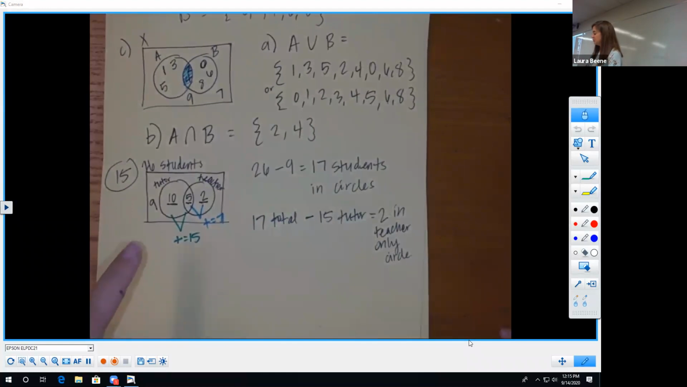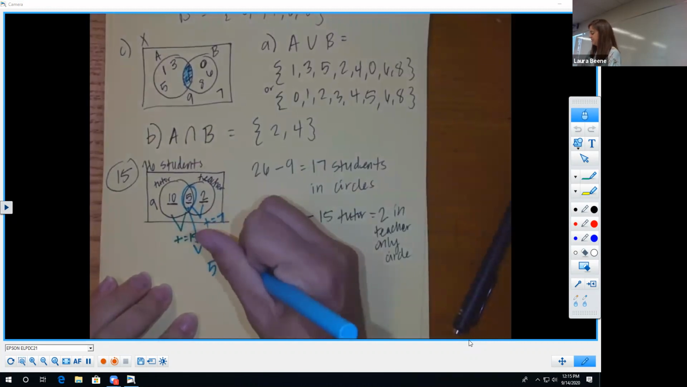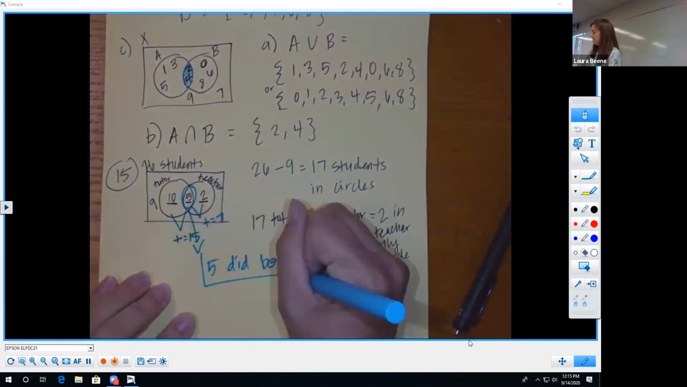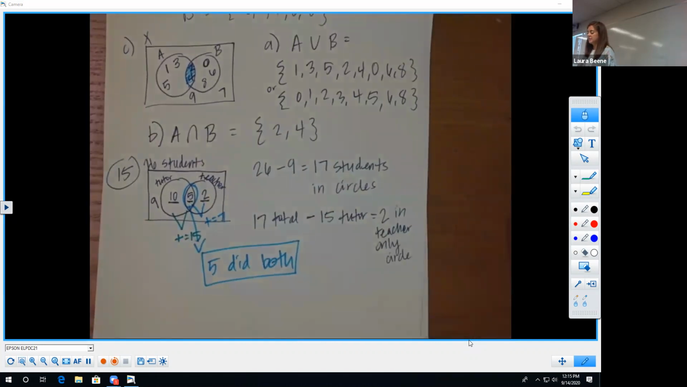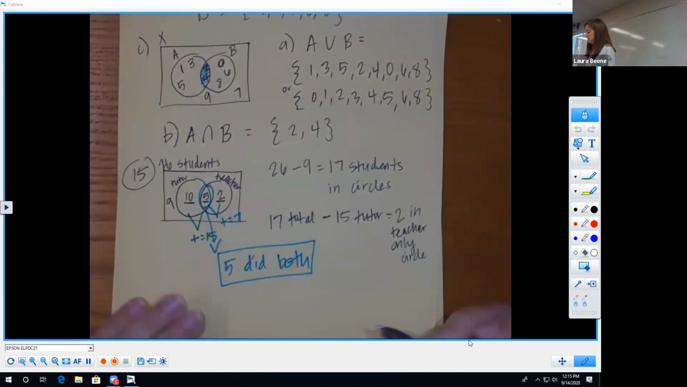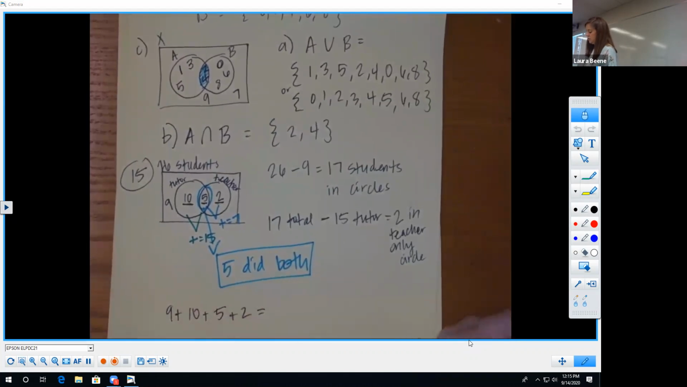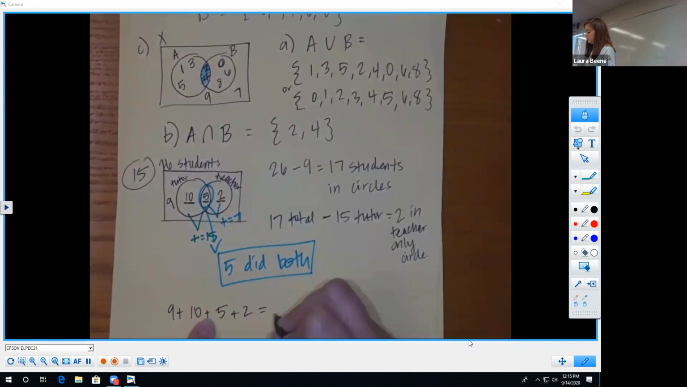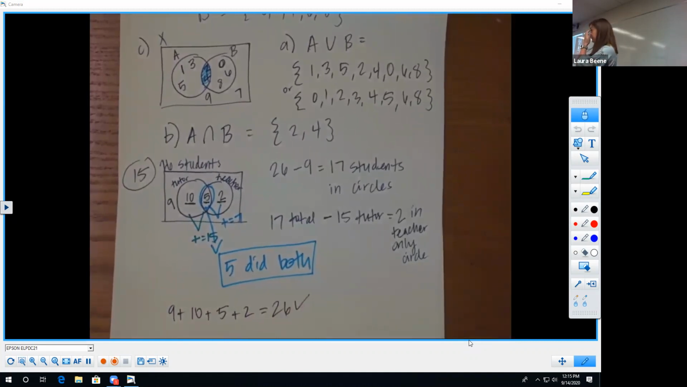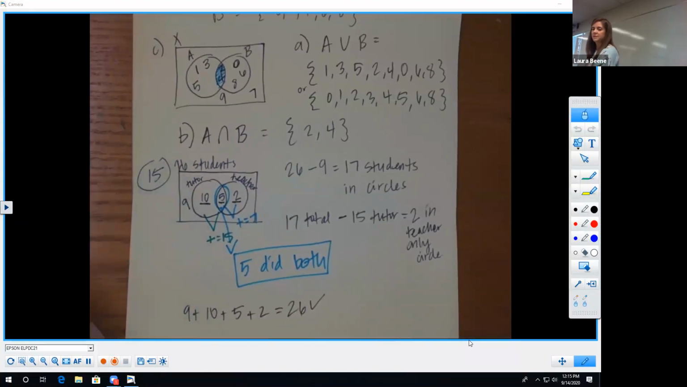And the big thing here is, what does the question ask? The question asked, how many did both? So where's the both here? Right there in the middle. Yeah, so this is the both. So 5 did both. And the way you can check your answer on this is see if all 4 of these numbers add up to be 26. If you did it wrong at all, they will not add up to be 26. So we can double check: 9 plus 10 plus 5 plus 2 is 19, 20, 21, 26. So it worked there. Okay, what else?